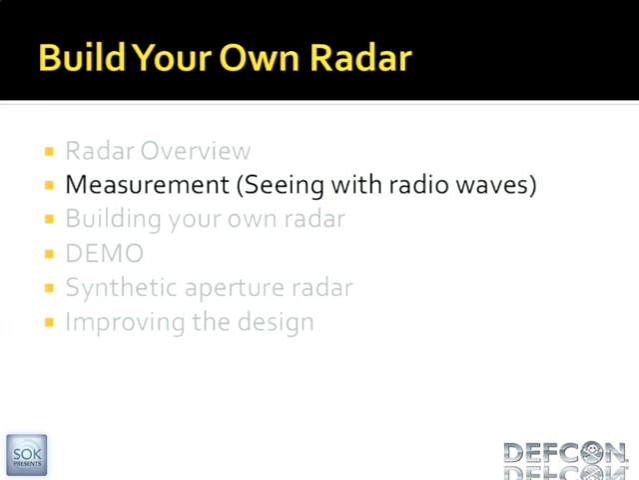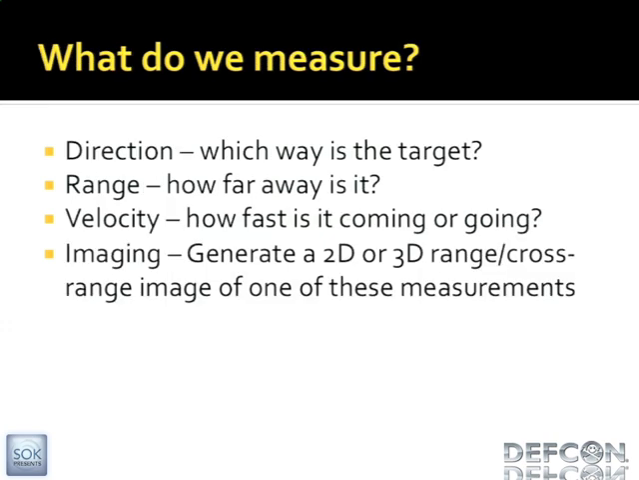So let's talk a little bit more about what we can measure here. Like I said before, there's a couple of things that we're talking about. Direction is, if I have some target, where do I go to get to it? Range is the distance to the target, and velocity is how fast the target is moving. Then we can combine all these things into basically imaging. We can use various techniques to generate a 2D or a 3D picture, in what I'm calling the range and cross-range domain of one of these measurements.